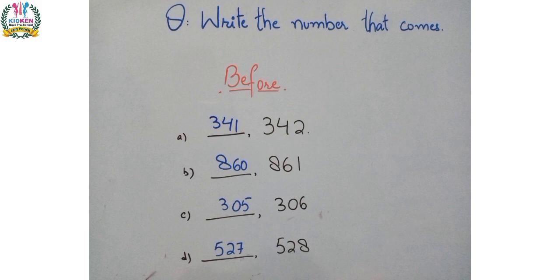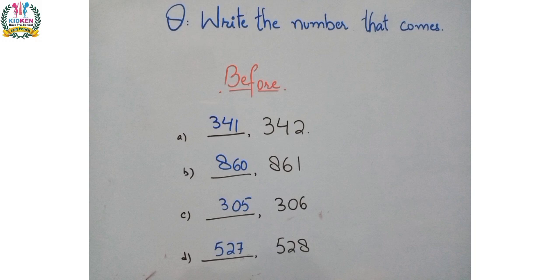Our question is 342. Before 342, we have in counting 341. So simply we write 341 in the blank. Next part of this question, 861. We can subtract 1 from 861, so we have the solution 860. Simply we write 860 in the blank.